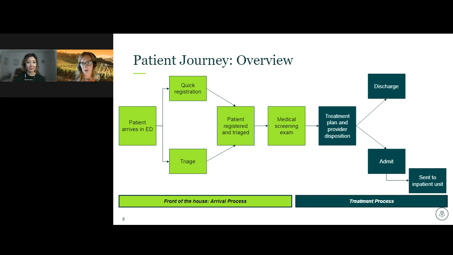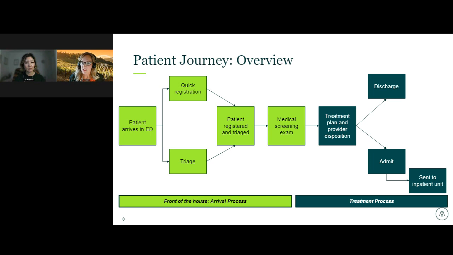Once that's done, the medical screening exam takes place somewhere along the journey. After the nurse and the registrar have seen the patient, the provider, or the qualified medical personnel, will see the patient to perform a medical screening exam. That's a really key term in an emergency department: an MSE, or medical screening exam. It's a piece that goes with EMTALA. An MSE needs to be performed, or else you could have some EMTALA violations. And I'll talk a little more about that on the next slide with some more risk.